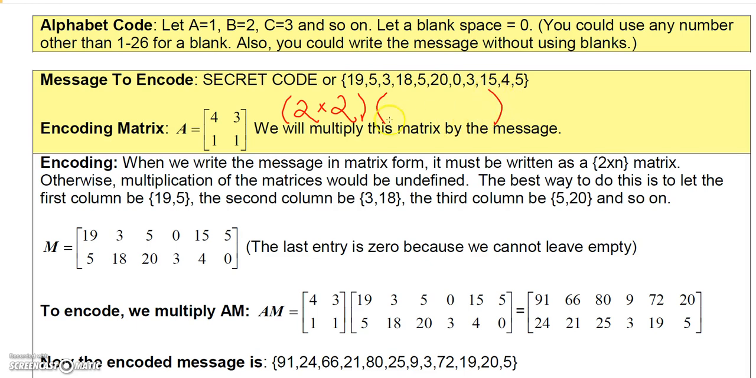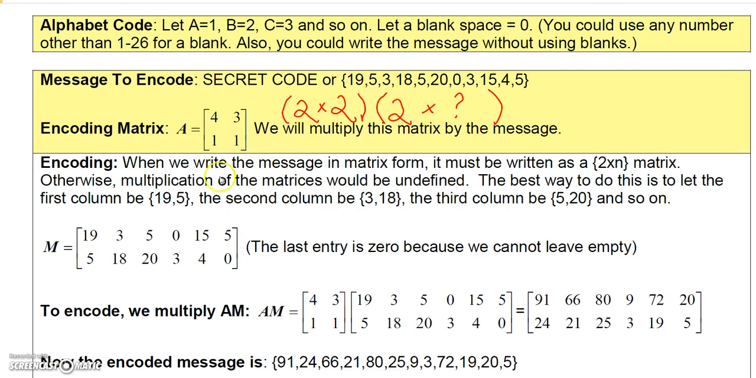But remember, in order for us to multiply 2 matrices together, the number of rows in the second matrix must equal the number of columns in the first matrix. So I've got to make sure that the matrix I'm going to put the message in is a 2 by something matrix. Now I don't know how many columns I'm going to need, but I do know it's got to be 2 rows. So when I put my message numbers in a matrix, I need to put it in some sort of 2 by matrix.